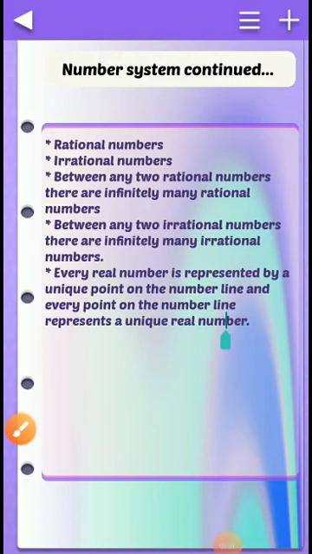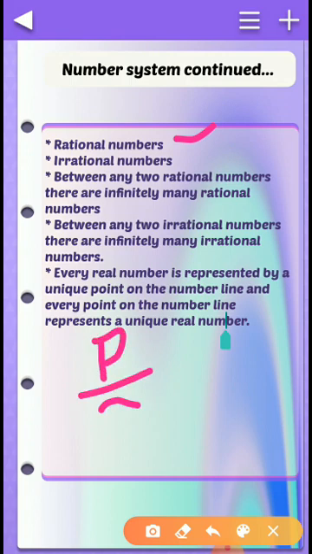Hello children. In this video, we are going to continue with the chapter Number System. In the previous videos, we had seen what rational numbers are. Rational numbers are the numbers which can be written in p by q form, where p and q are integers and q is not equal to 0.